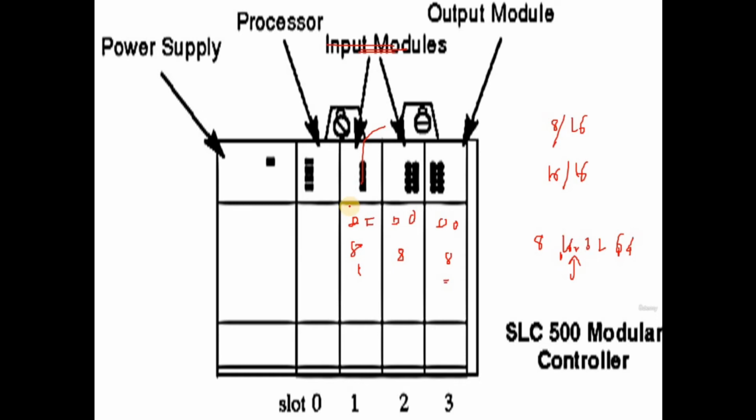And the most important part here, you can observe the slot number 0. This slot is reserved for the CPU. The CPU means central processing unit. As we know that a computer comes with its own CPU, the same way the PLC has its own CPU.